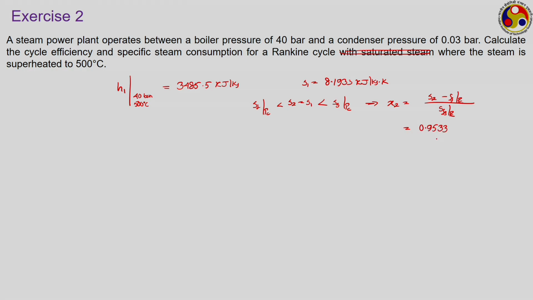See, such a high value of quality we are getting, 95%. So, we do not have to bother about the erosion problem. H2 will be equal to Hf corresponding to the condenser pressure plus X2 into the latent heat corresponding to the condensation pressure, which is equal to 2430.75 kilojoule per kg.